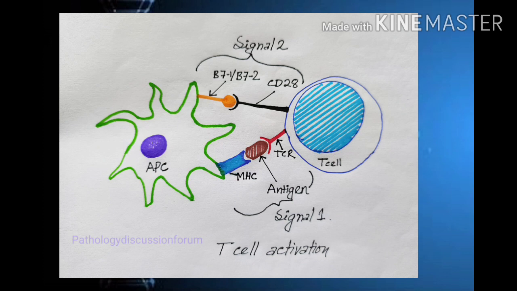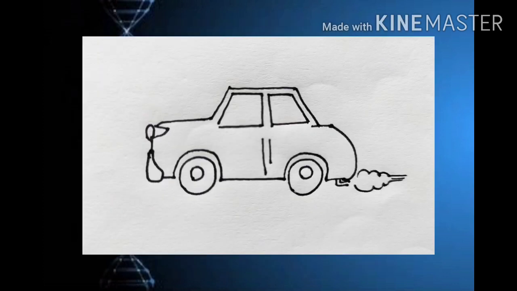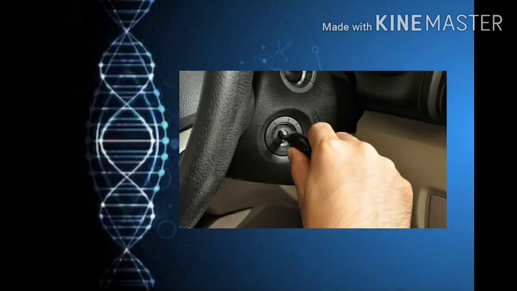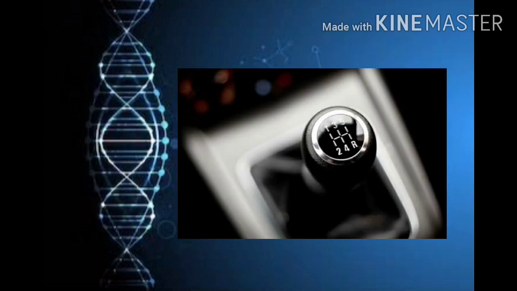Now, we are coming to the most interesting part of this vlog. Let's compare driving a car with activation of T cells. First, for driving a car, you have to put in a key and then turn on the ignition, and then we have to put the gears on and press the accelerator for moving the car. So if you just complete part 1, that means put in the key and turn on the ignition, then the car won't move. After ignition, you have to put on the gear and press the accelerator to move the car.